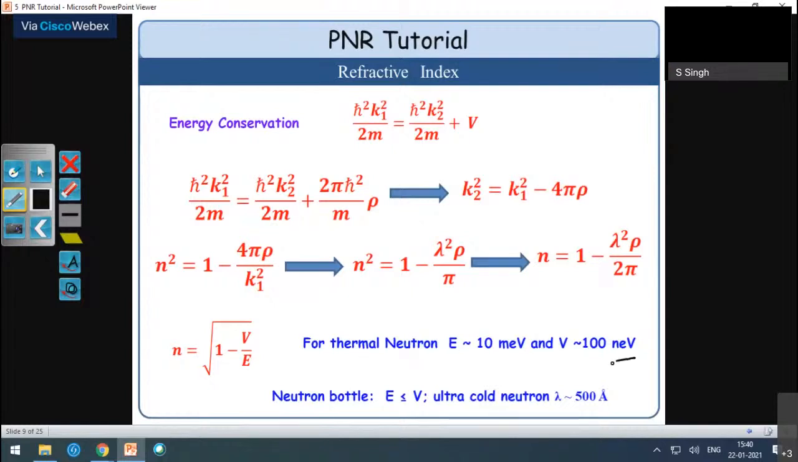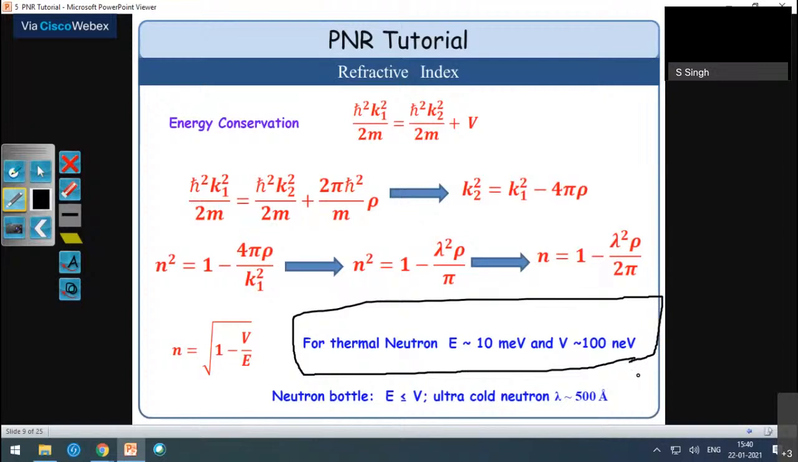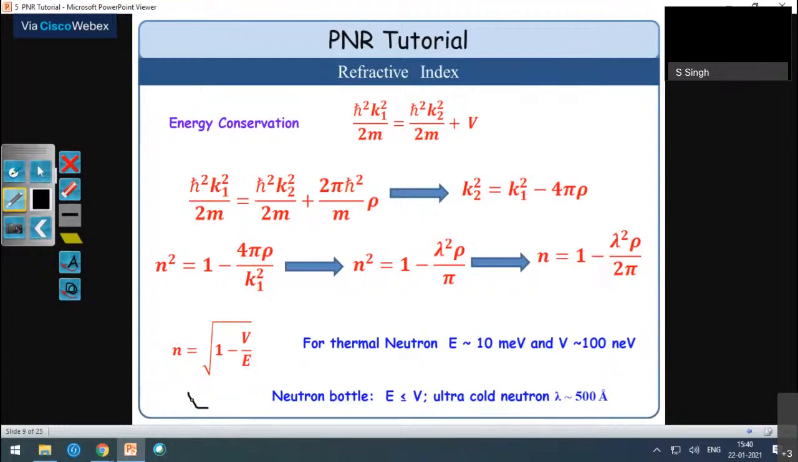If you make a bottle from some material, then what should be the condition for keeping a neutron with a kinetic energy of 10 millielectron volt inside that bottle? From this relation, the condition should be that V by E is higher than one, so E should be less than or equal to V. So you should have a material which has a neutron potential that is always higher than the neutron's kinetic energy in the air. This is the condition for making a neutron bottle.